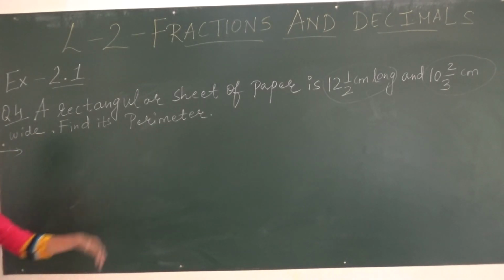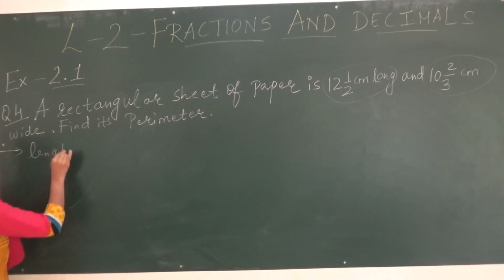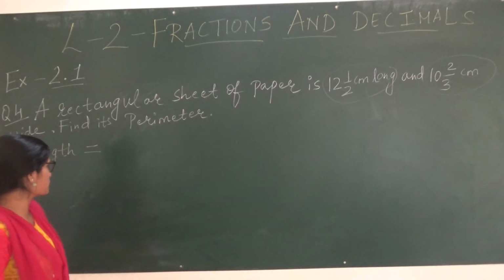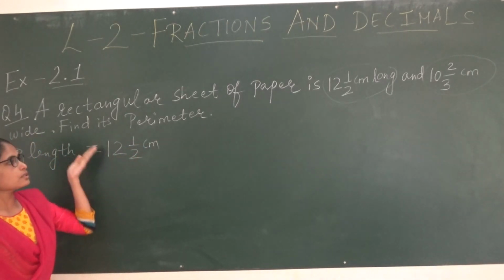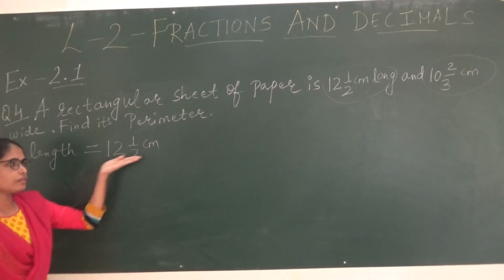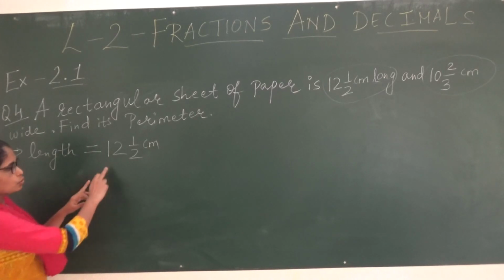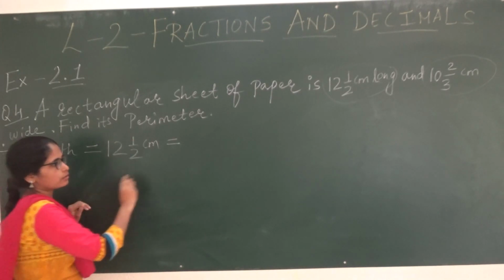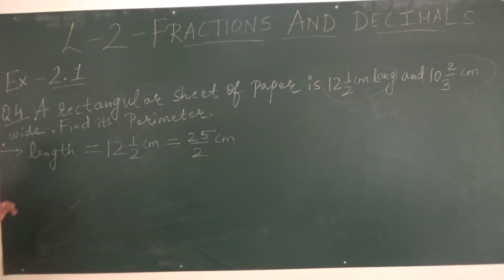Find its perimeter. First of all, whatever is given, we will write down. Length is given as 12 and 1/2 centimeter. Now as you can see, this is a mixed fraction, so we will convert it right here so that our calculation becomes simple. 2 twelves are 24, plus 1, so 25 by 2 centimeter. This is our length.